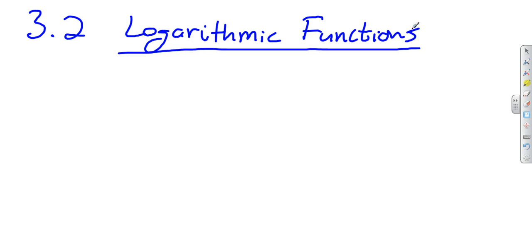3.2 is logarithmic functions. And the big thing with logarithmic functions is that they're really inverses of an exponential function that we're going to write a different way.